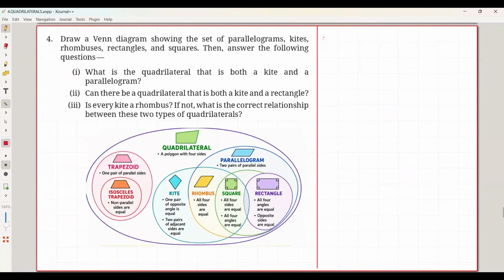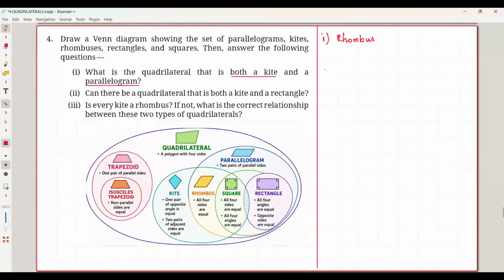First question: what is a quadrilateral that is both a kite and a parallelogram? Only the rhombus satisfies both properties of a kite and a parallelogram. So the answer is rhombus. Rhombus satisfies the properties of a kite as well as a parallelogram. Therefore, this is both a kite and a parallelogram.